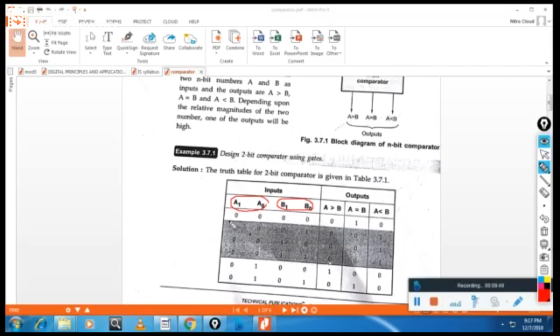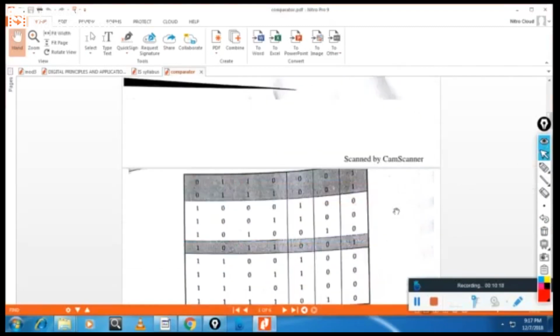So here you see both are equal, that is A equal to B. This is 0 and this is 0. That means this is 1. Here A is 0, this value is 1. That means A is less than B. Here also A is less than B. Here also A is less than B. Here A is greater than B. Like this, you have to write all the possible combinations.